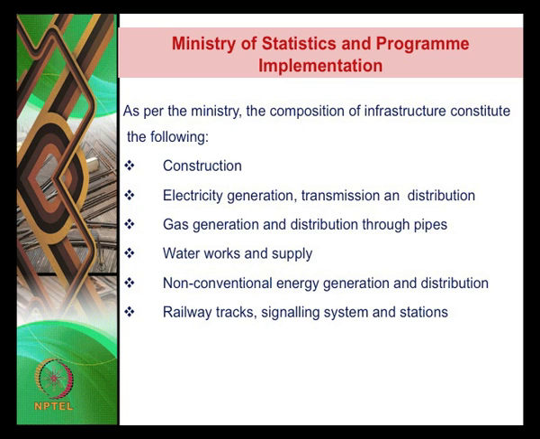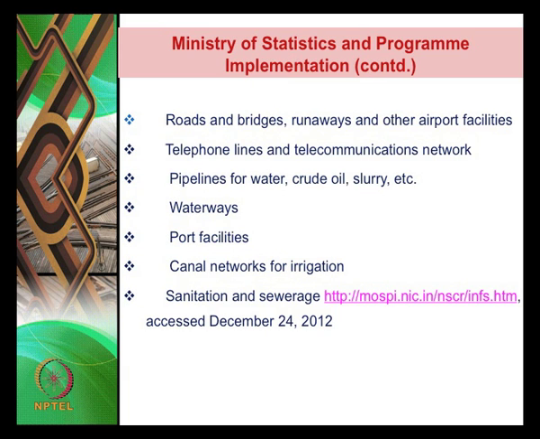And energy, we have non-conventional energy, that is generating power from wind, generating power from solar, all of this will also be considered as a part of infrastructure. Then we have railway tracks, associated infrastructure to railway tracks such as signaling systems and railway stations, this would be classified under infrastructure. And then road transport, roads, bridges, runways, they all will be infrastructure.